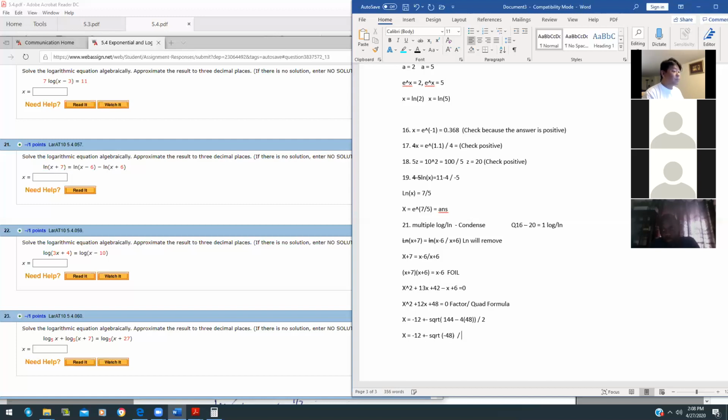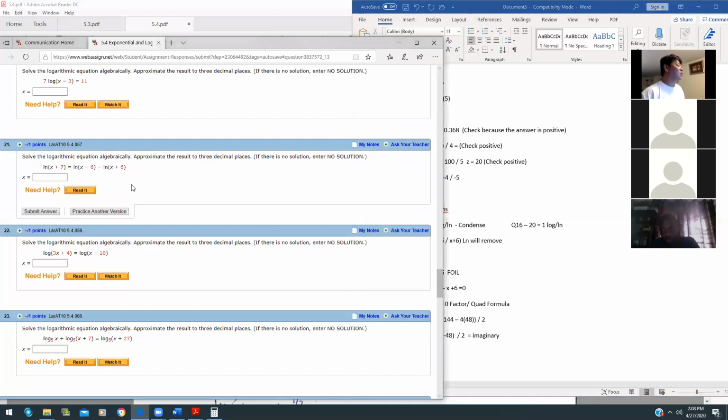divided by 2. So do you know what happens when you have a square root of a negative answer? You get i. Yes, you get imaginary. So in this case, this question will be no solution.